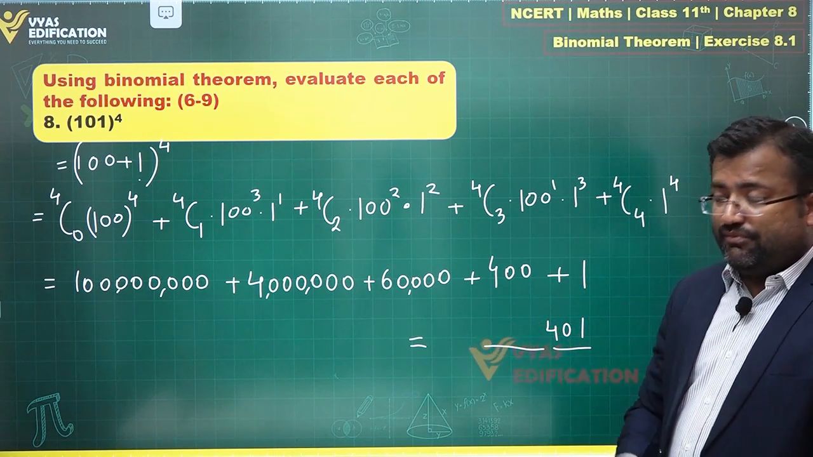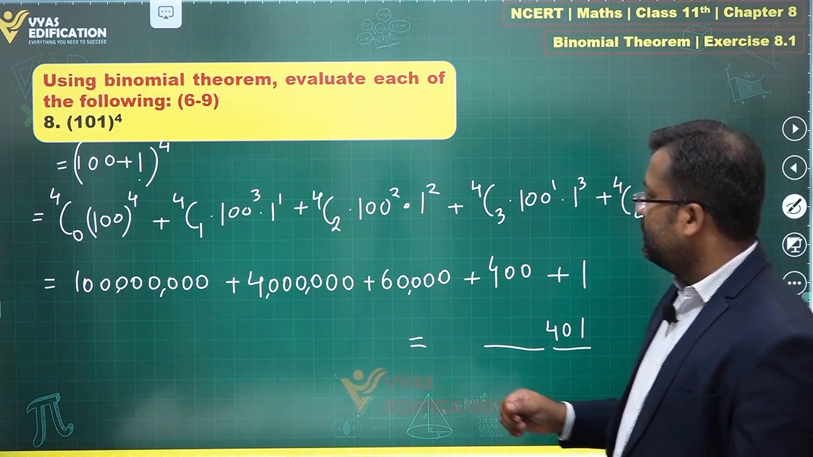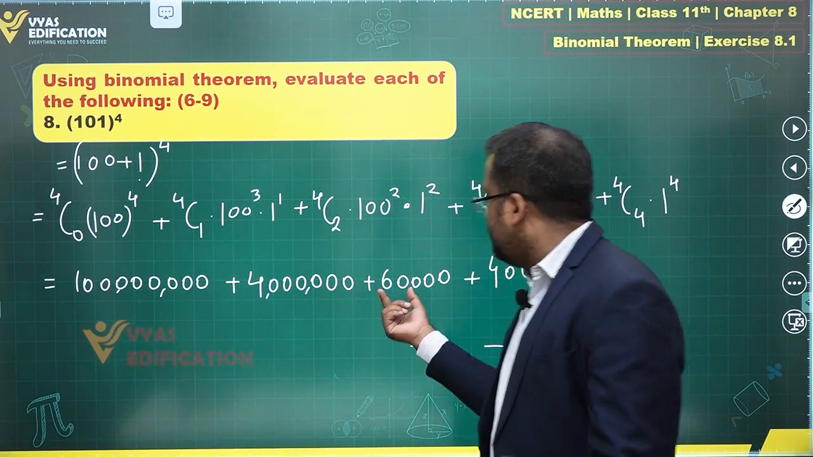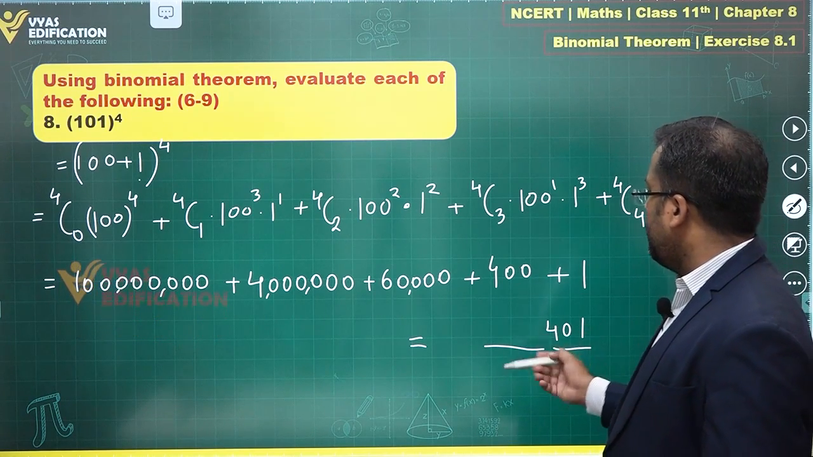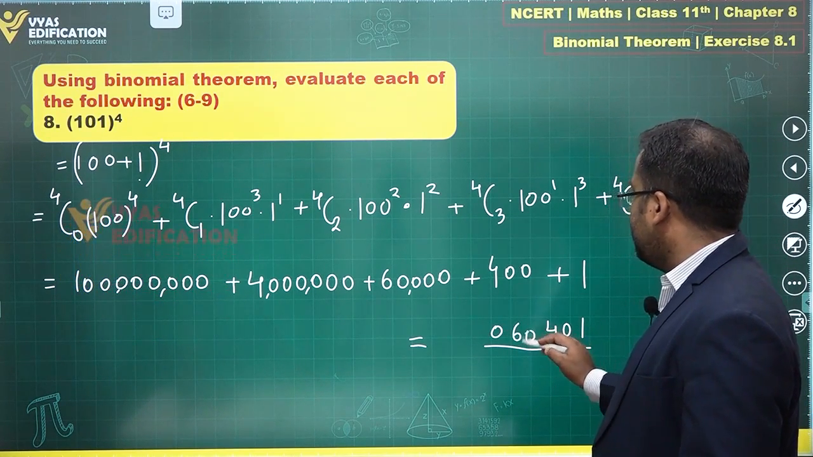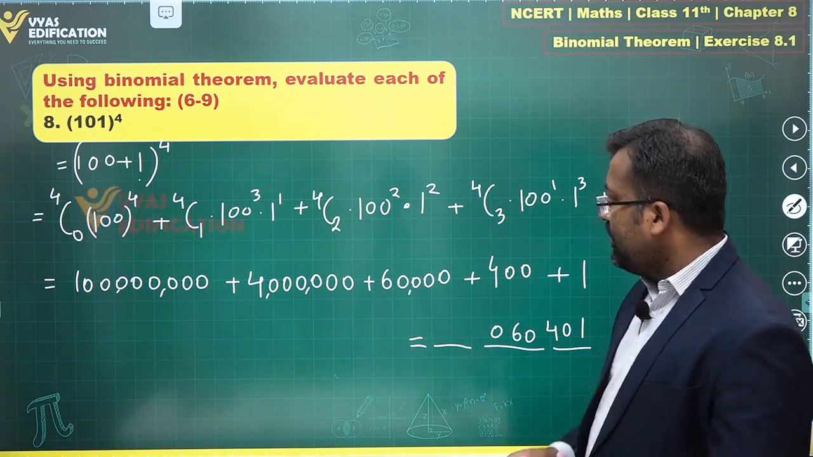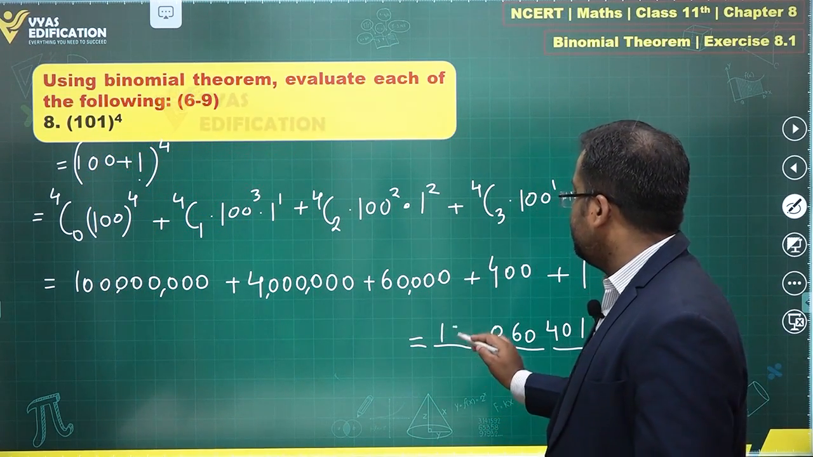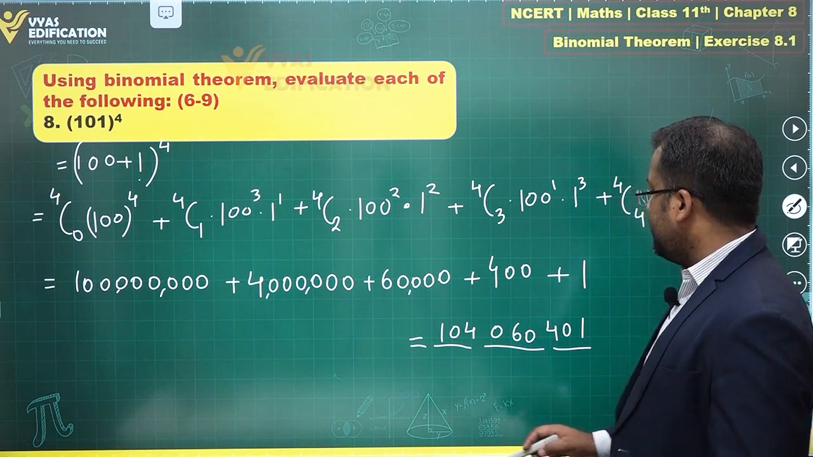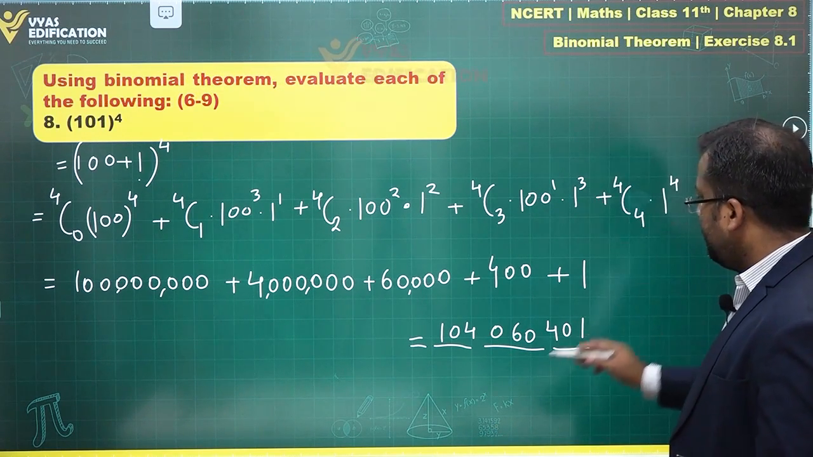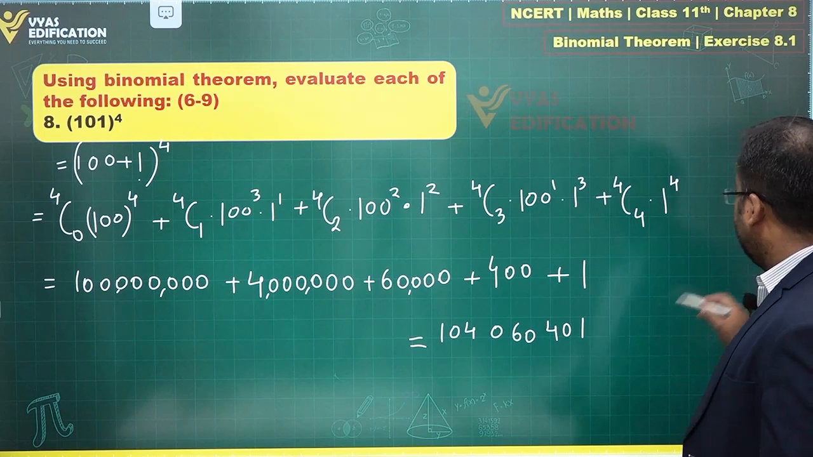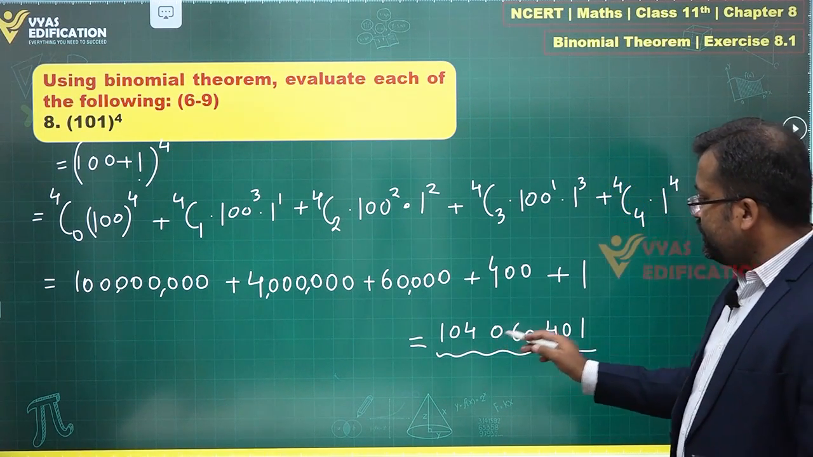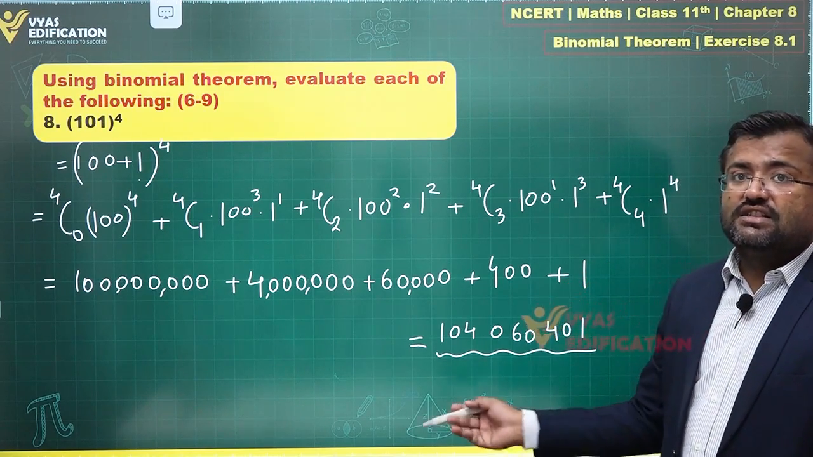Before that, in the next 3 digits from the back, this is 000, this is 000, this is 60, and there's nothing over here. This is 060, the next 3 digits. After that, you have a 4 and you have a 100. So this becomes 104. The final answer that you get is 104060401. That's the final answer for this question.